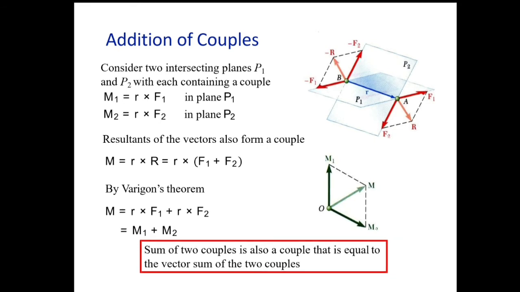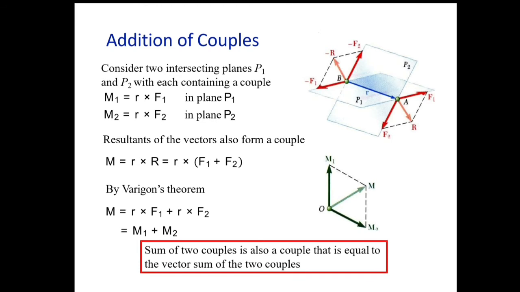Now if we observe Varignon's theorem, which we already learned, the moment of a resultant about any origin point will be equal to the moment of the components of the resultant about the same point. If we apply this theorem, we can say M will be equal to r into F1 plus r into F2. r into F1 is nothing but the moment about the P1 plane, M1, and r into F2 is the moment about the P2 plane, M2. So we can say M equals M1 plus M2, or the moment of the resultant will be equal to the sum of the moments of the component forces.